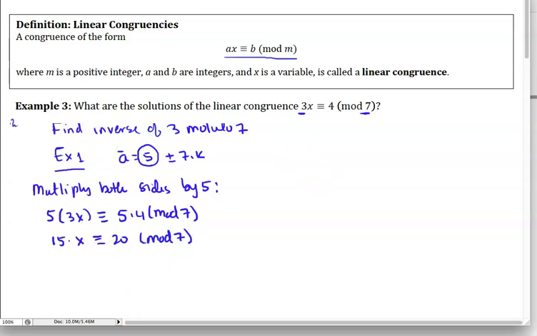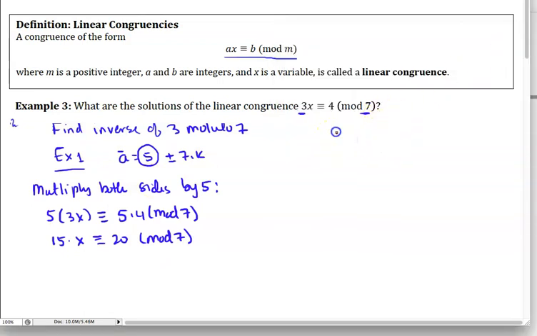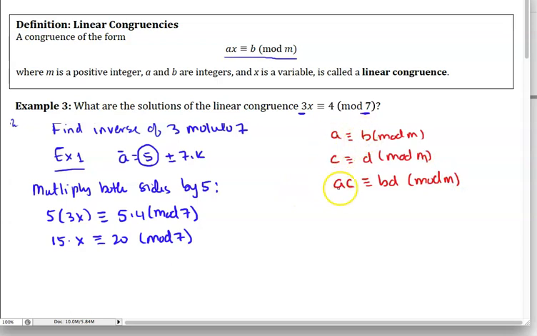Now we need to remember one of the rules that we saw in a previous section. The previous section says that if A is congruent to B mod M and C is congruent to D mod M, then AC is congruent to BD mod M. And this works in reverse too. It's like an if and only if thing. Right here, we have them multiplied together.